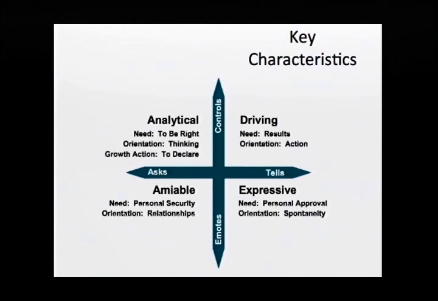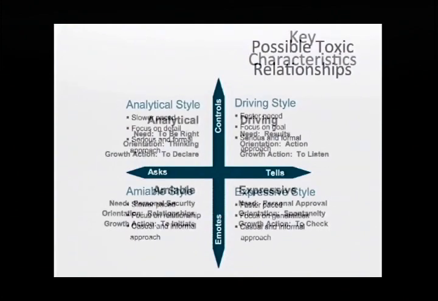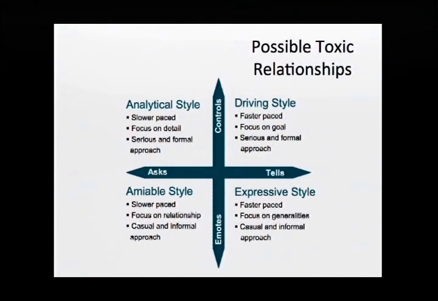For growth, the analytical needs to declare, meaning make decisions sooner. The driver needs to listen, the expressive needs to check, and the amiable needs to initiate. Those are all characteristics of social style. As you might imagine, toxic relationships may occur when social styles clash. A good rule of thumb is that we tend to have more challenging relationships with the style diagonally across from us. For example, look at the analytical style and the expressive style.